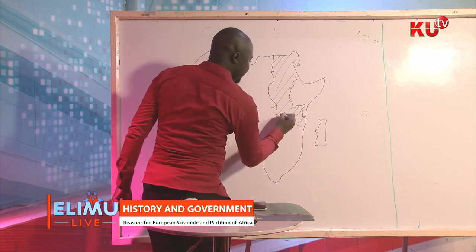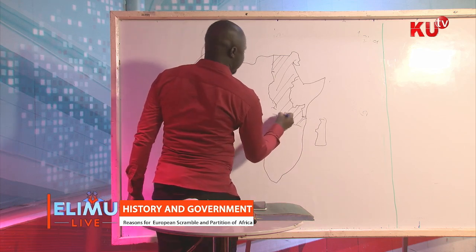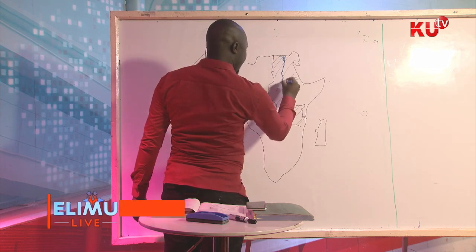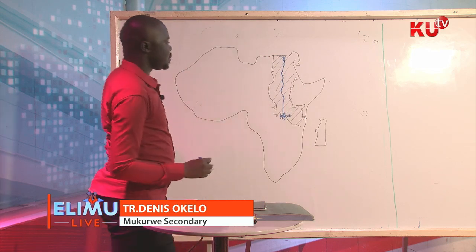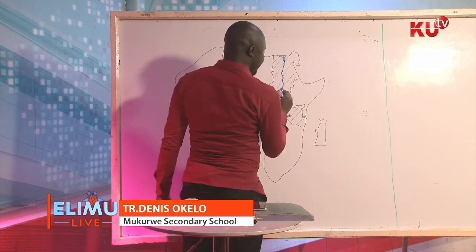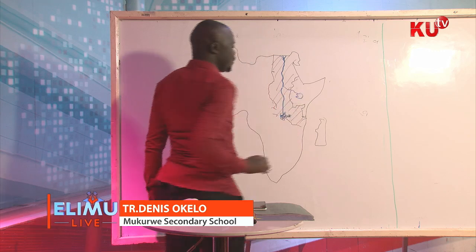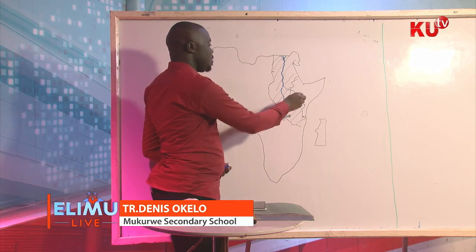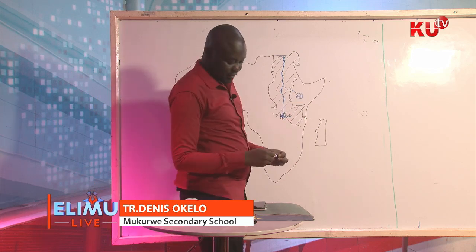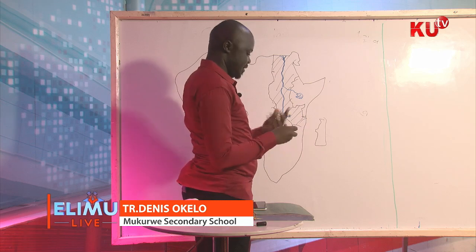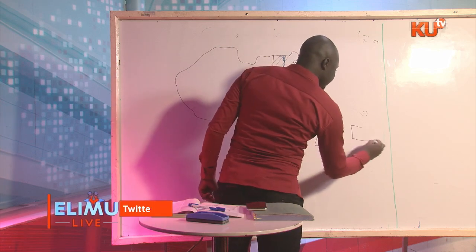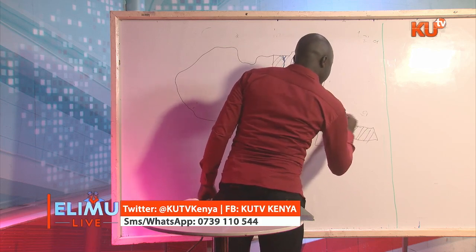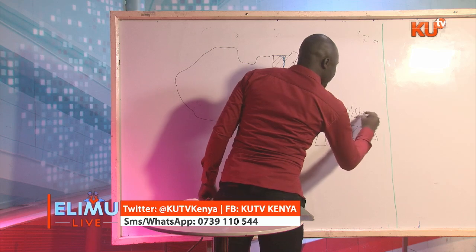So very fast, this can be our Lake Victoria for a demo. Then this is River Nile. This is the White Nile, then this is the Blue Nile. Of course, Ethiopia was not colonized. Now, if you look at this territory, our key here, every map has to have a key. So in our key here, this is the territory that British territory.